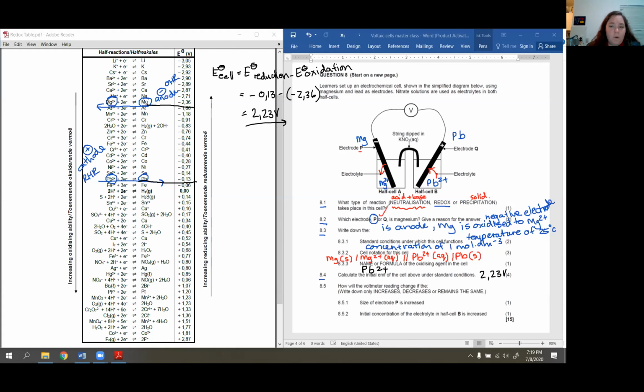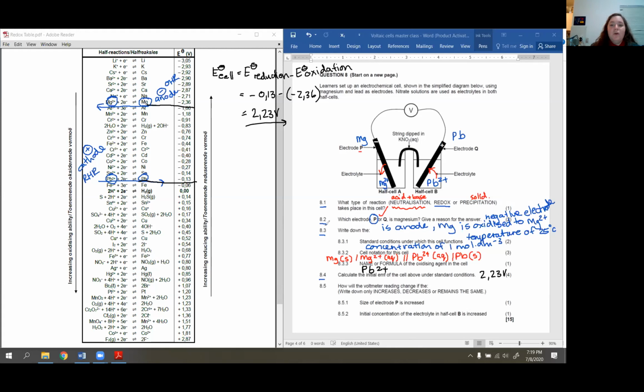I assume that there's 1 mark for P and 1 mark for the other side, but what I went and said is that the negative electrode is the anode, magnesium is oxidized. So I probably gave them more information than I needed to, but I think I gave them enough to be sure that I got the mark, and that's what I was going for, was getting the mark.